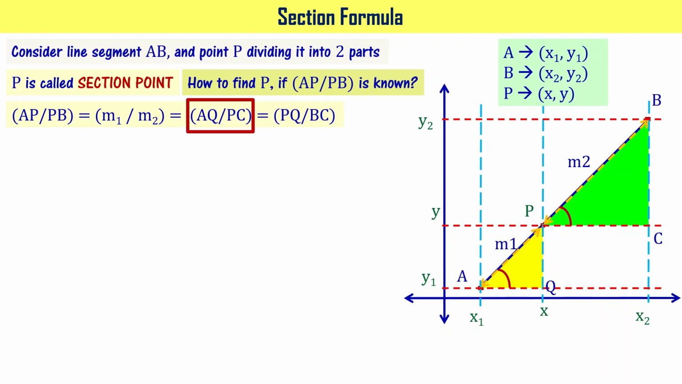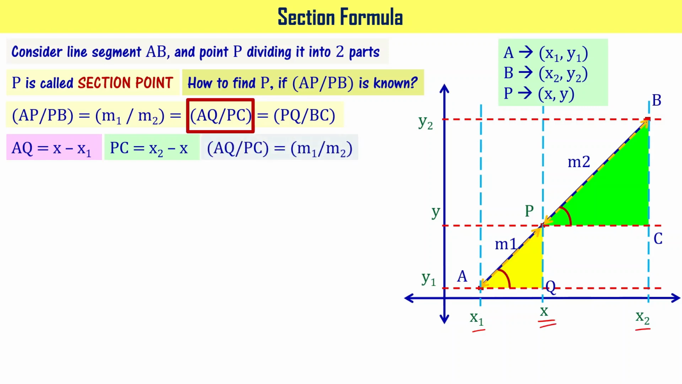And let's try to get AQ by PC. AQ can be written as x minus x1, right? Similarly, PC can be written as x2 minus x, right? So AQ by PC, we know that is equal to m1 by m2. Here we have written already that. So when you equate these, m1 by m2 can be written as x minus x1 divided by x2 minus x, right? Let's rearrange this by cross multiplication.